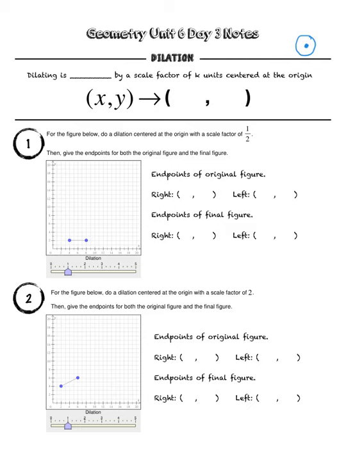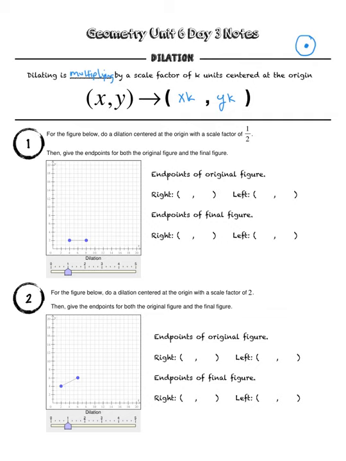So dilation is multiplying by a scale factor of k units clustered around the origin. What that means is it becomes x times k, y times k. That's how you make sure you expand or contract your figure the exact same amount for every point. Okay, now we're just going to jump into the math.